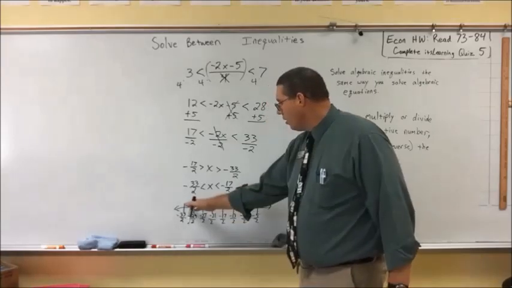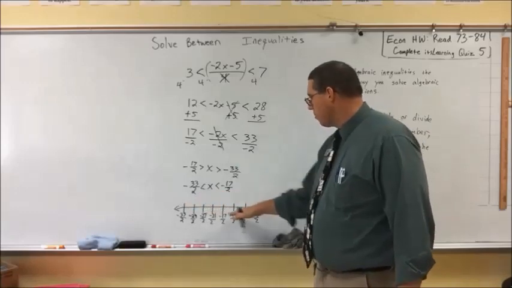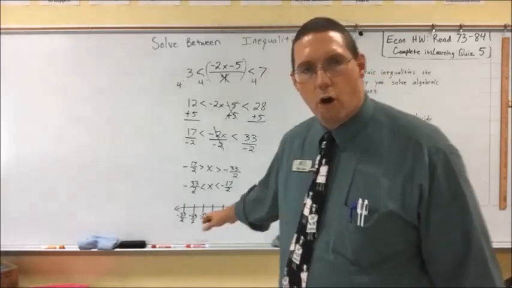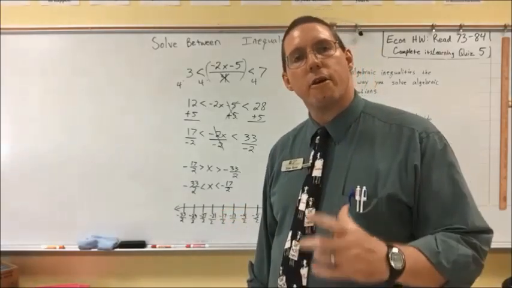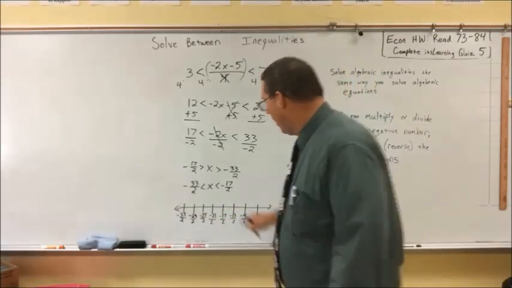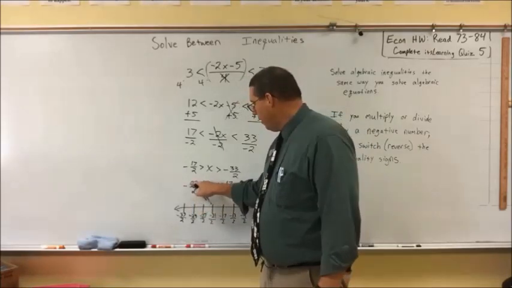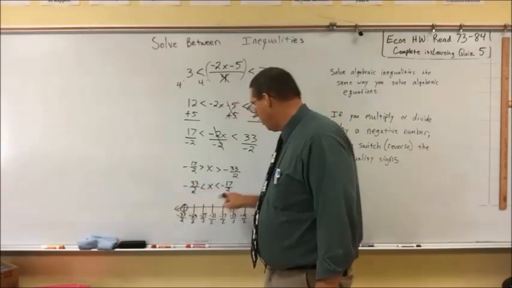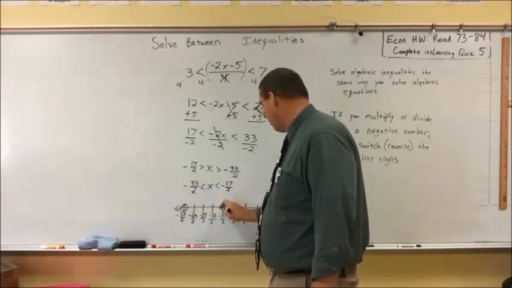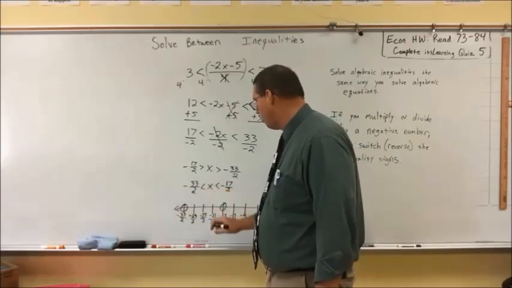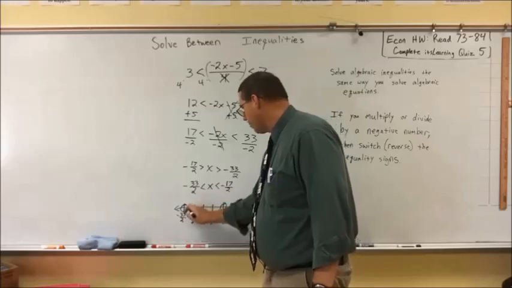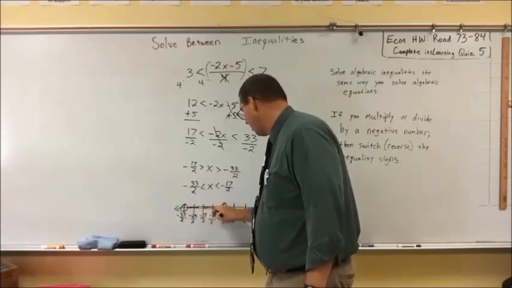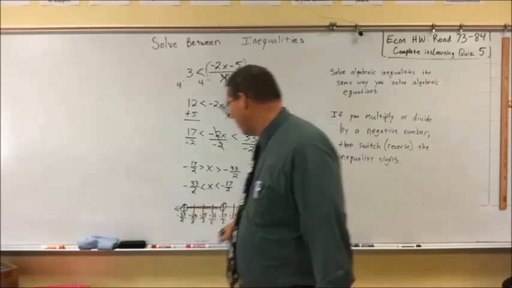As long as all of my numbers are evenly spaced, I can put any numbers I want on this arbitrary number line. And where my negative 33 over 2 is, I'm going to put an open circle. And where my negative 17 over 2 is, I'm going to put an open circle, because I do not have or equal to, and my x is between them. And so I'll do this, okay? And this is my solution.